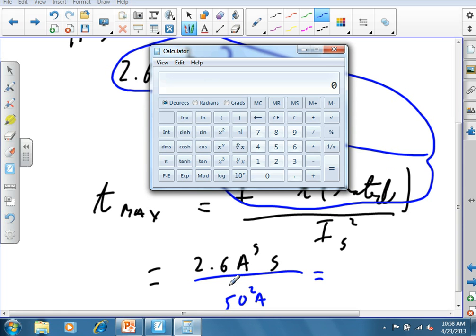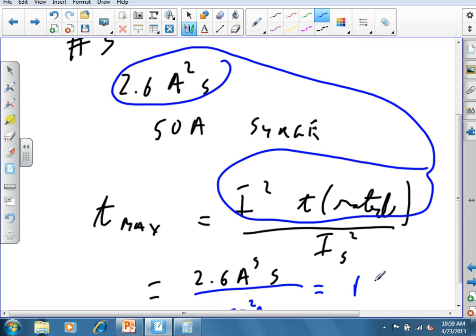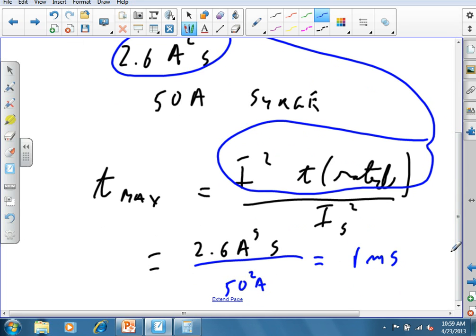2.6 divided by 50 squared. 1.04 milliseconds, 1.11. We'll call it 1 millisecond. Okay, that was easy enough. Number 17.